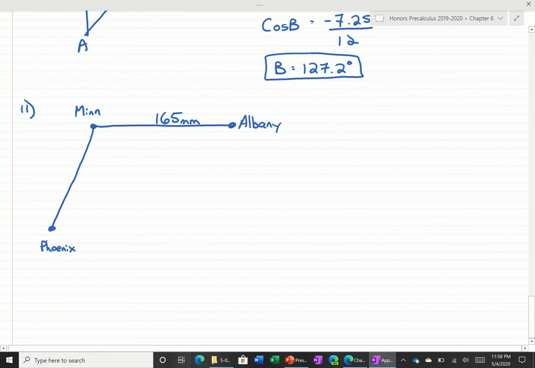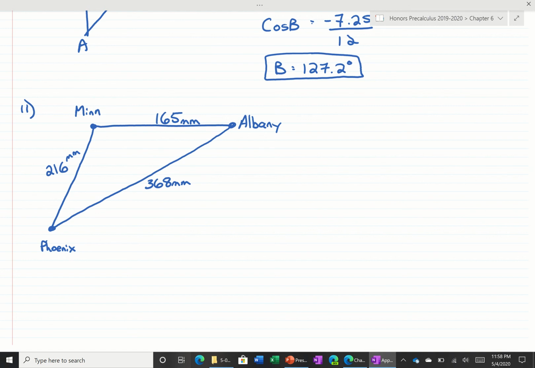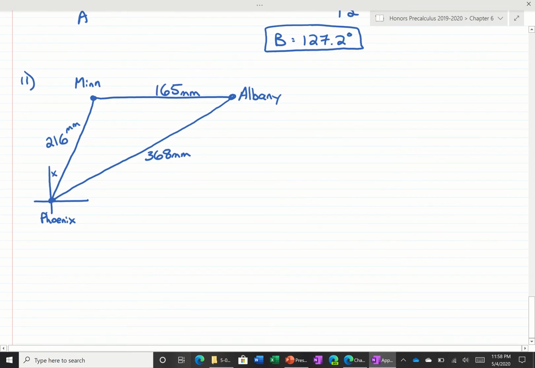And Phoenix is 368 miles from Albany. All right, find the bearing of Minneapolis from Phoenix. So here we go. We're looking to figure out what this angle is. So we're going to need some angles here.